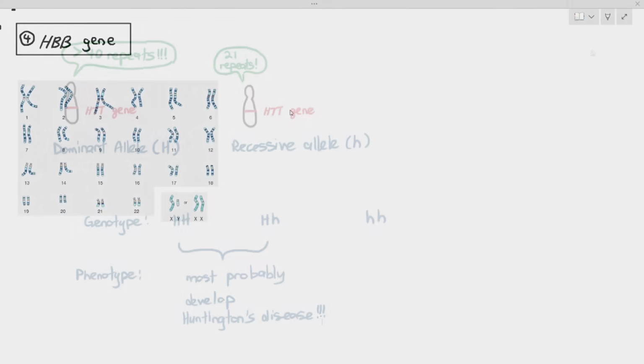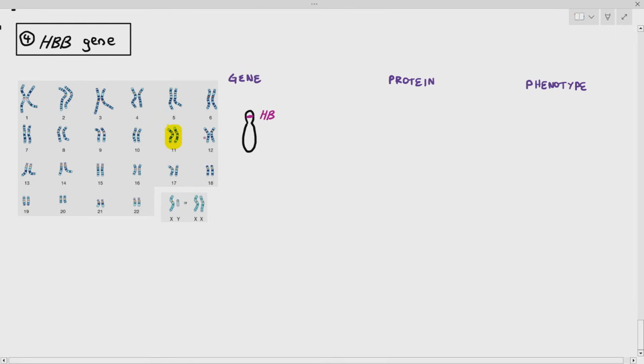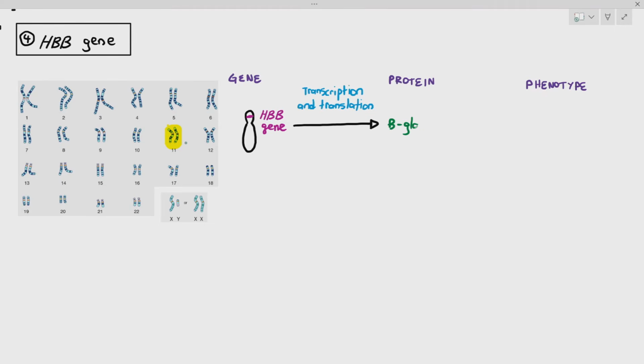So, the next one that we also want to look at is the HBB gene, which we talked about in chapter 6 when we were talking about sickle cell anemia. The HBB gene also, interestingly, is located on chromosome number 11, so it's located on the autosome. Just drawing it out over here, showing you the HBB gene. The HBB gene codes for beta globin, which means when transcription and translation happen, beta globin will be produced. Now remember, beta globin is part of hemoglobin.